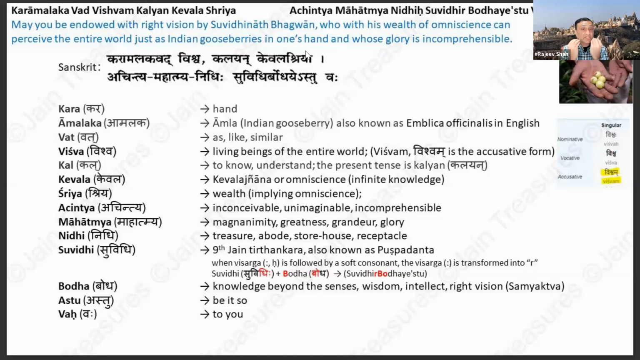And it's as crystal clear to them as you and I can see something like a fruit or amla in our hand. Ketlu clear dekhai che. So that's how it's describing. This is what Keval Gnan is like. And whose glory is incomprehensible.